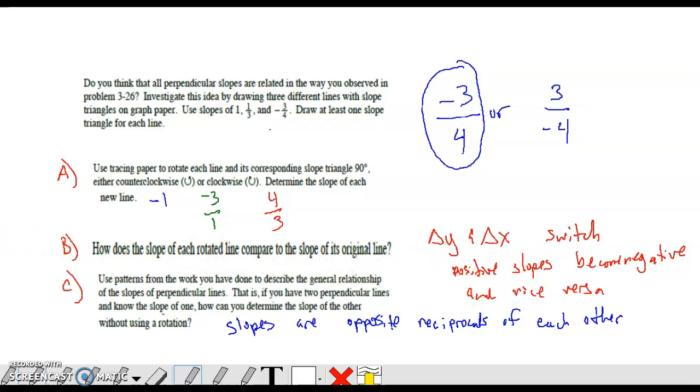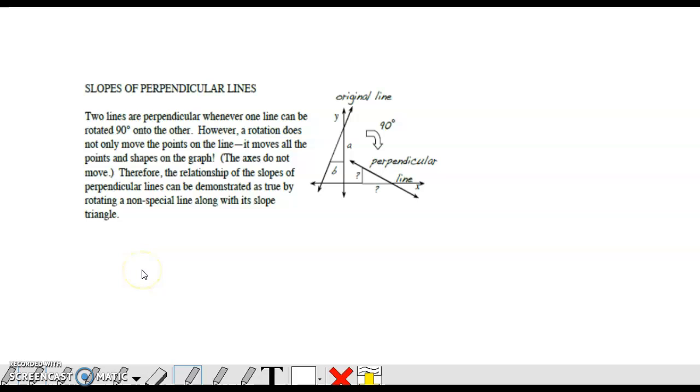Okay? So I want you guys to copy this down. Slopes of perpendicular lines. Again, here's our original, so that becomes A and then B, 90 degrees. Here's our perpendicular. Two lines are perpendicular whenever one line can be rotated 90 degrees onto the other.